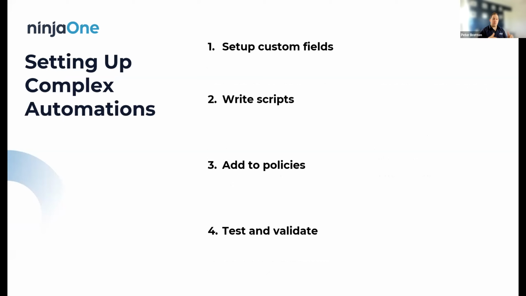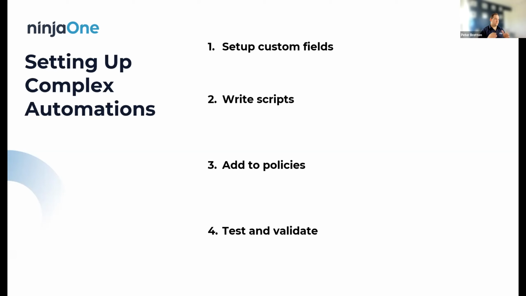I also want to give you a framework for how we're going to actually walk through these complex automations. And this should also be your framework for setting up complex automations after this webinar when you go out and do it yourself. So you'll notice that we walk through this as we go along. The first is generally you're going to want to start by setting up your custom fields and determining the scope of those custom fields. We do want to make sure that those custom fields are readable and writable via scripts before you get started.